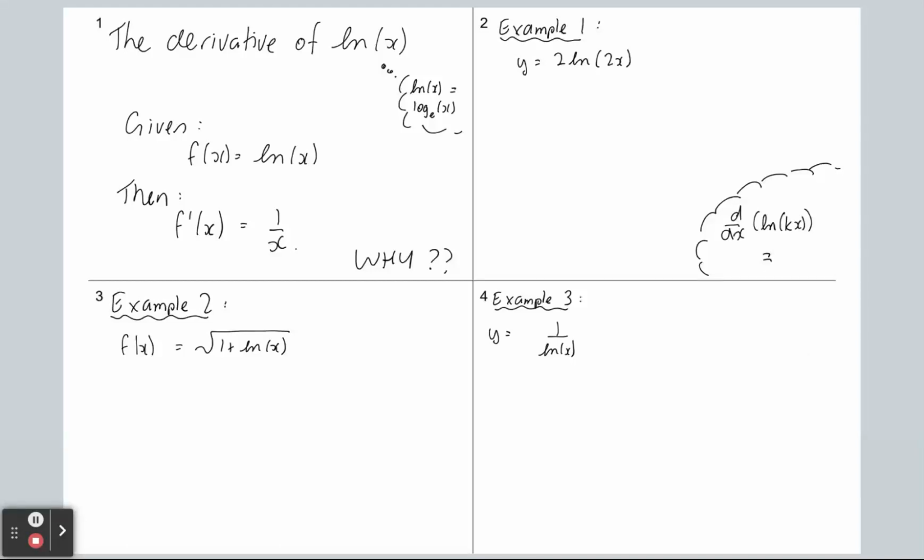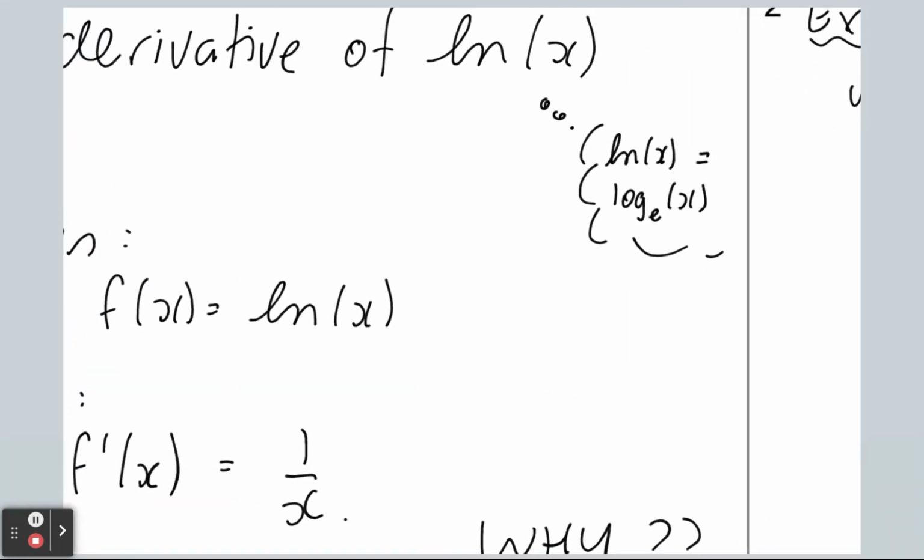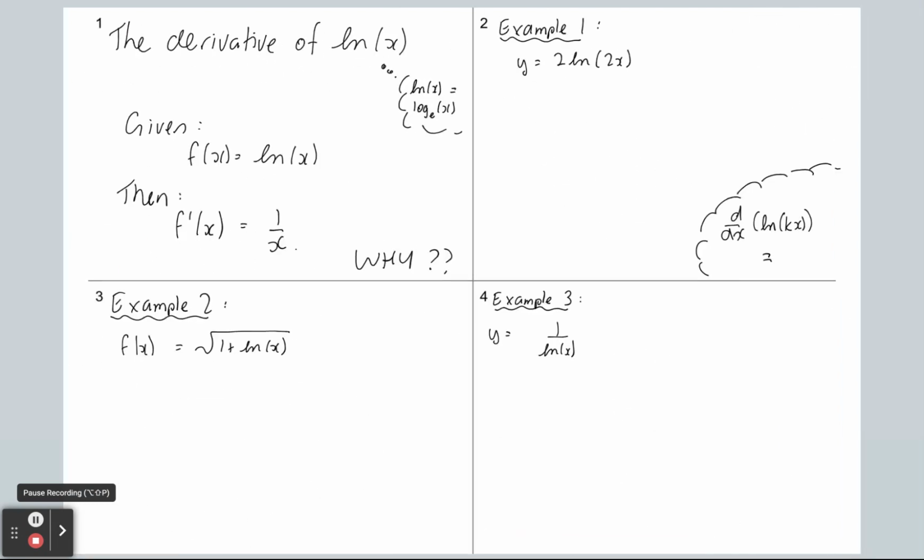In this lesson, we are going to have a little look at the derivative of ln x, and I just wanted to remind you that ln x, the natural logarithm of x, is basically log base e of x. So we're given a function ln x, the natural log of x, log base e of x. Then the derivative is 1 on x.